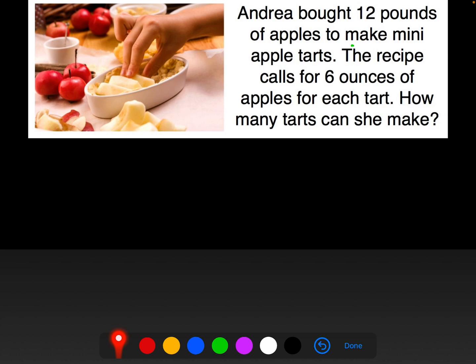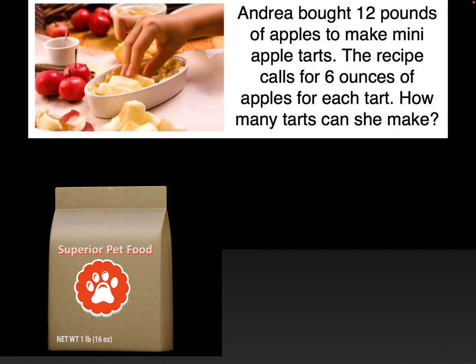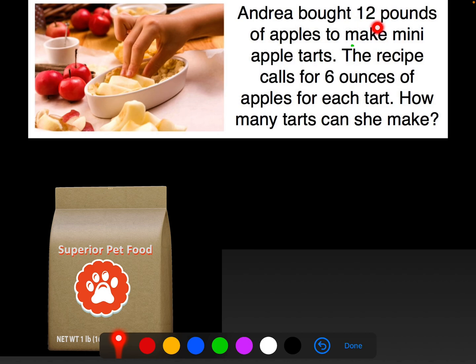So what we also needed to know, since we're trying to see how many she could make with the 12 pounds, is how much was in a pound. Here you've got 1 pound equals 16 ounces. So 16 ounces in 1 pound, so each of those is worth 16 ounces.